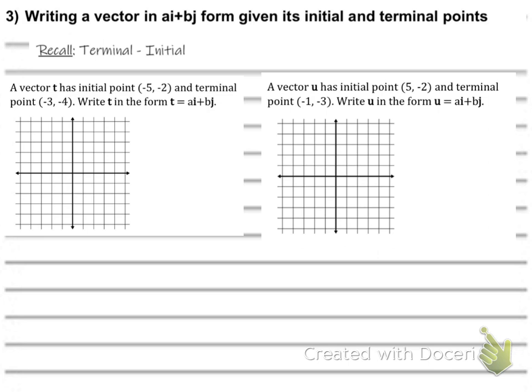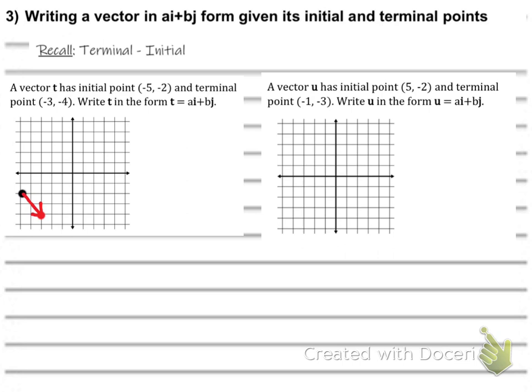If we start at -5, -2, and we end at -3, -4, that means we went in this direction, right? So that's why terminal minus initial is important, right? Because it keeps the direction intact.